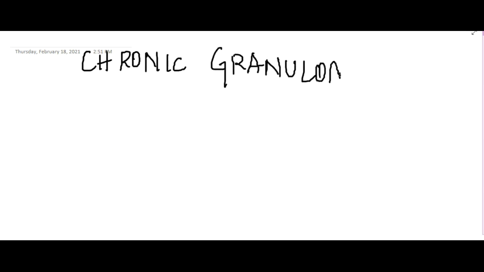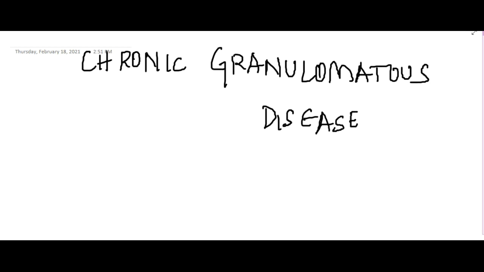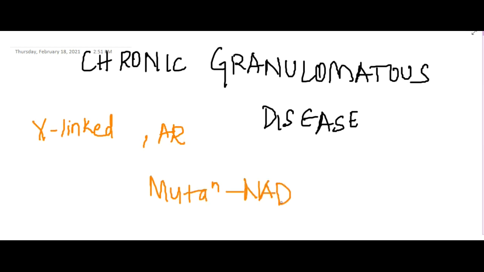So first we will see chronic granulomatous disease. This chronic granulomatous disease is actually an X-linked disease. This is an X-linked disease, and also an autosomal recessive disease. Here there is mutation in genes involving NADPH oxidase. This NADPH oxidase is very important for free radical breakdown.